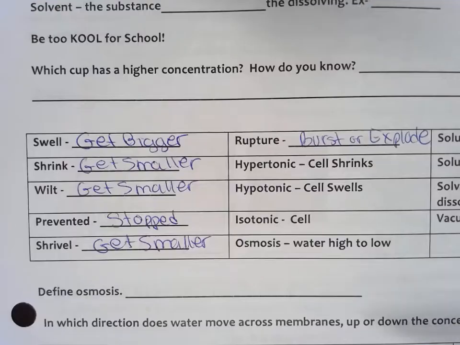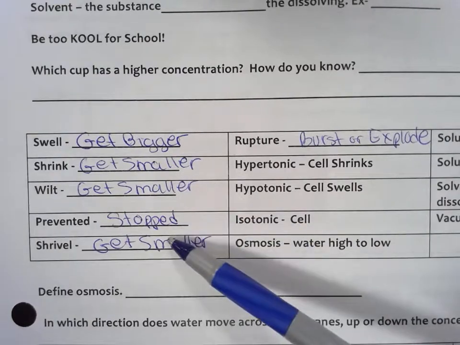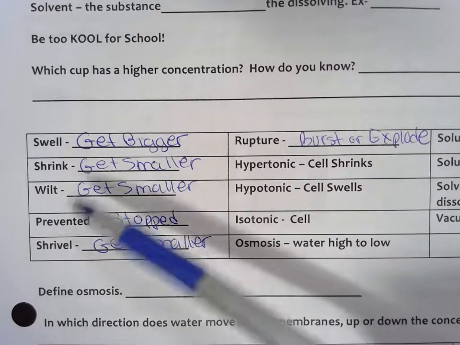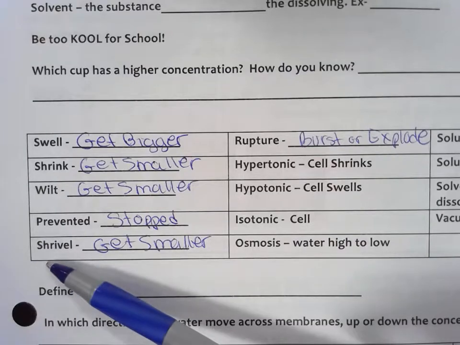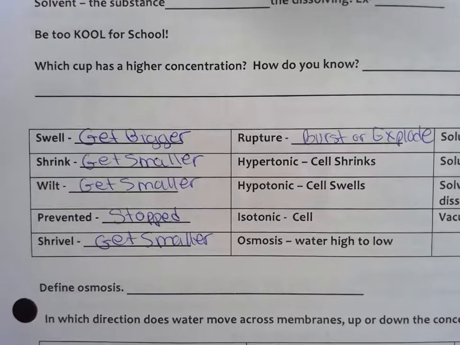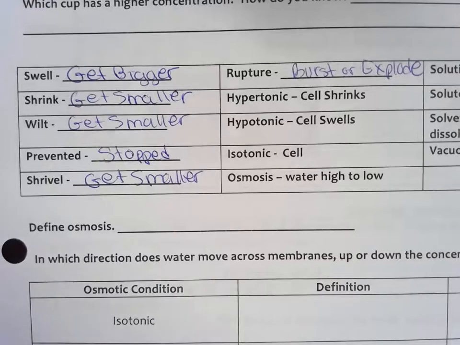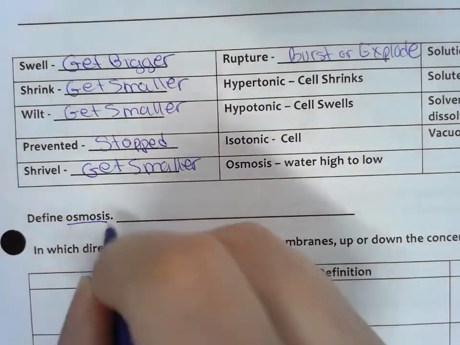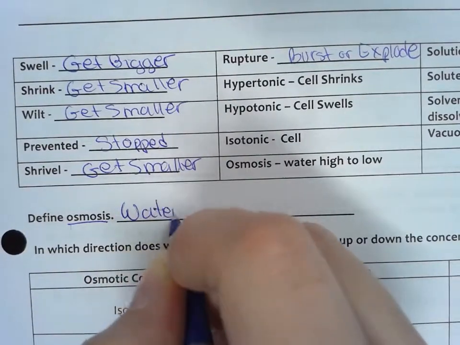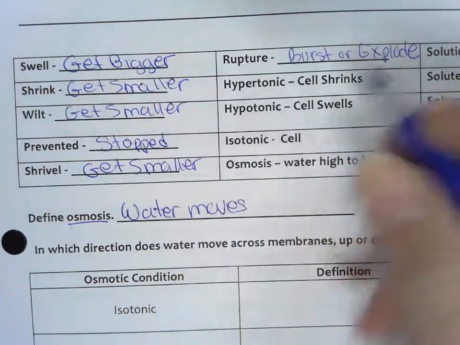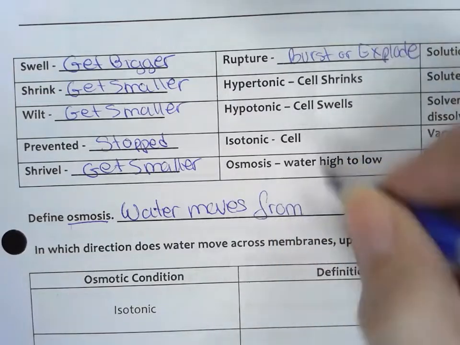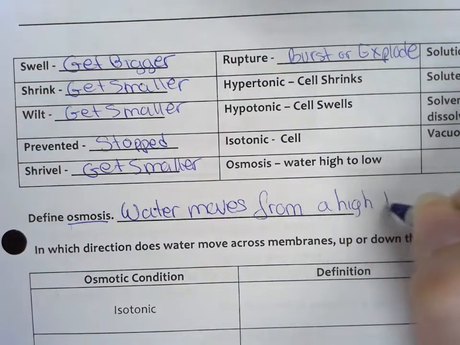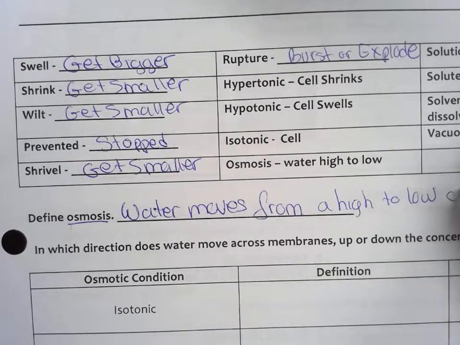You can see here I have 3 different ways to say get smaller. I don't want you to get tripped up by these words when you see them in questions. So I said that today is all about osmosis. So osmosis, we should know what it is: when water moves from a high to low concentration. This concentration is this amount of water.